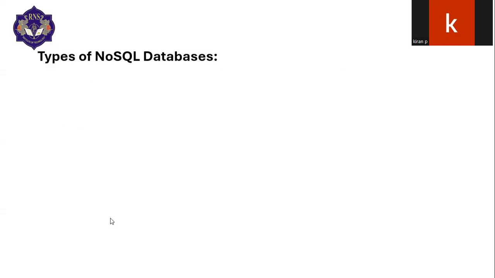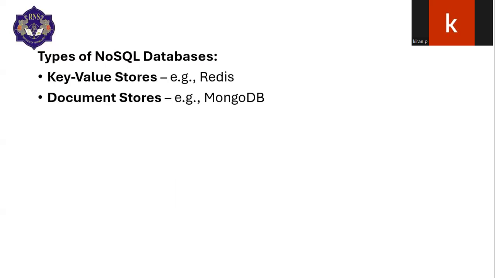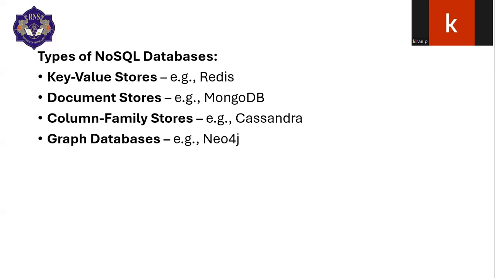Let us try to understand what are the different types of NoSQL databases. We have the key value store concept. We have document stores, column family stores. And the last one is graph databases. So these are the four different NoSQL databases that exist in the market.